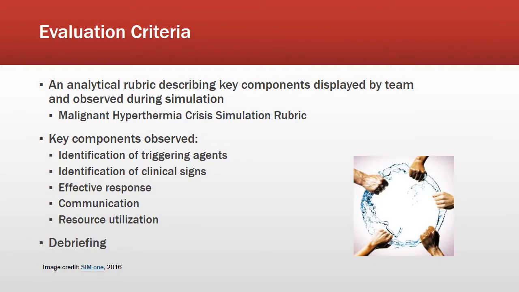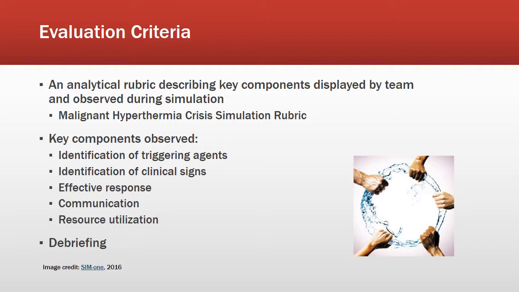The further evaluation criteria was the analytical rubric, which described the key components that the team had to display and were observed during the simulation. Those were identified in the Malignant Hyperthermia Crisis Simulation rubric developed by the project facilitator. The key components that were observed were the identification of triggering agents, identification of clinical signs, effective response of the team, and team communication and resource utilization.